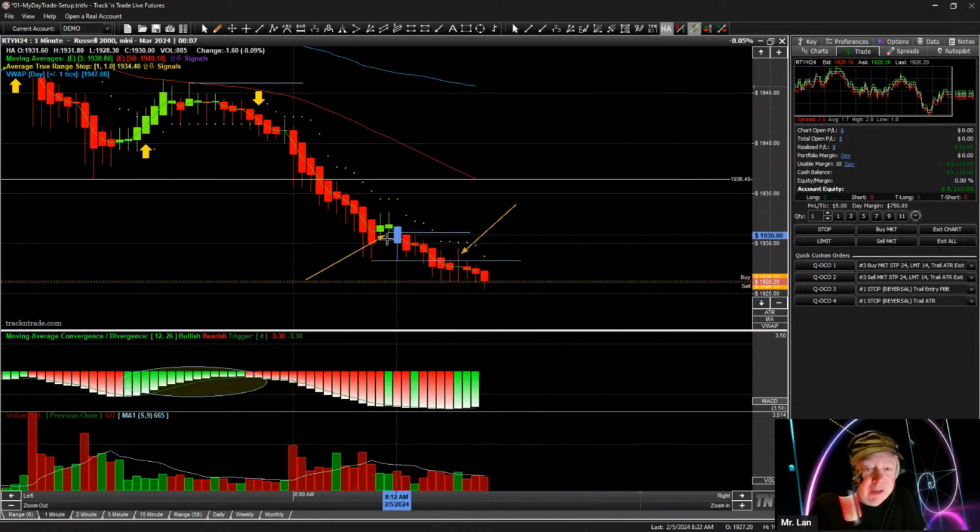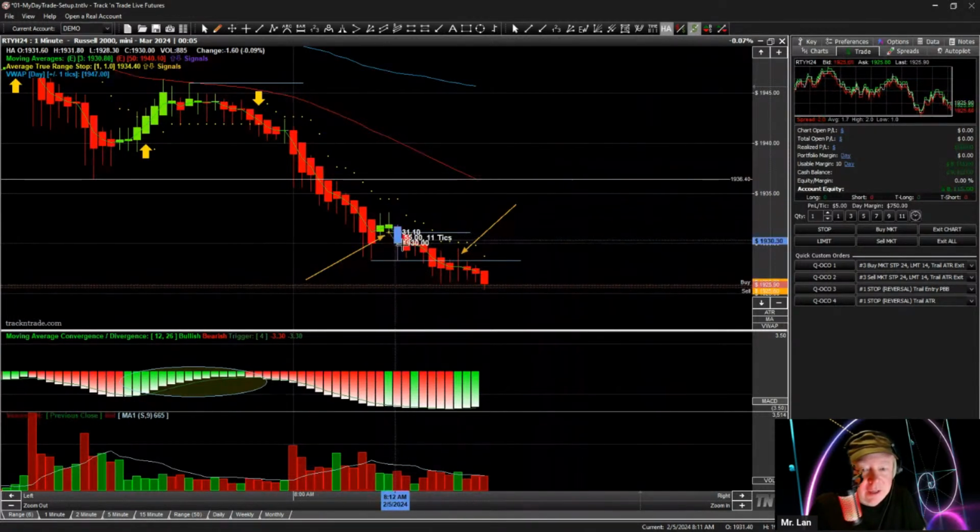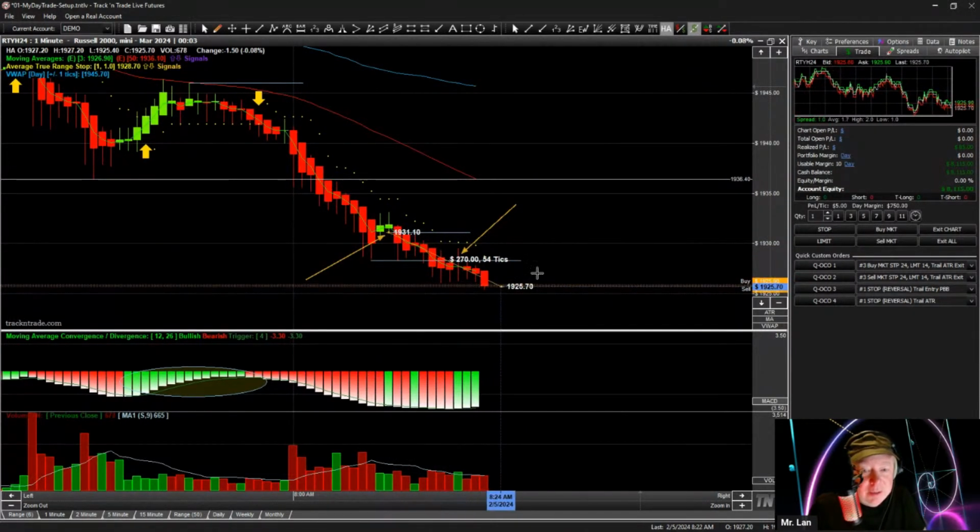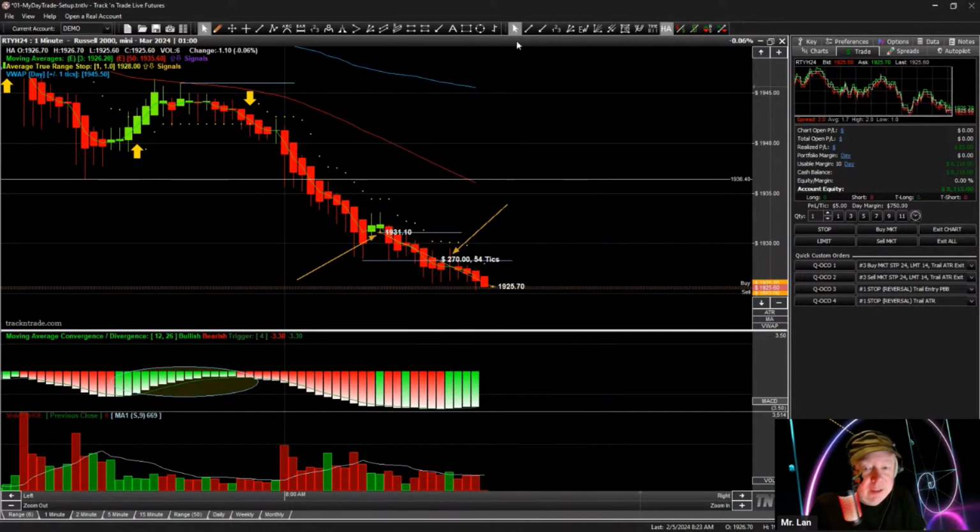How much would that be right now? From this entry point, let's say we got in right there to where it's currently trading, that'd have been $270 per contract. That'd have been a nice little trade.